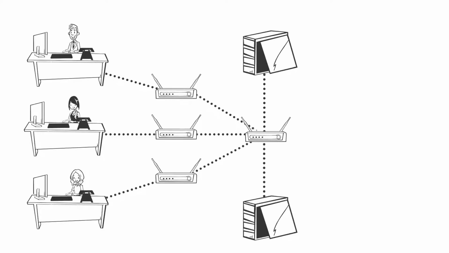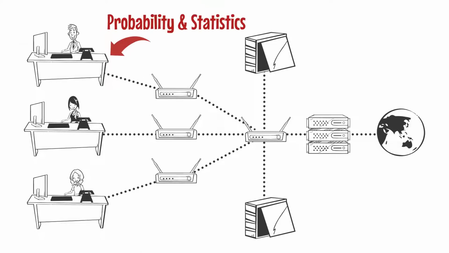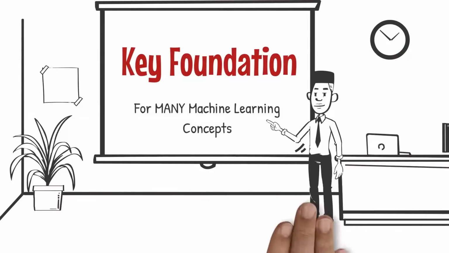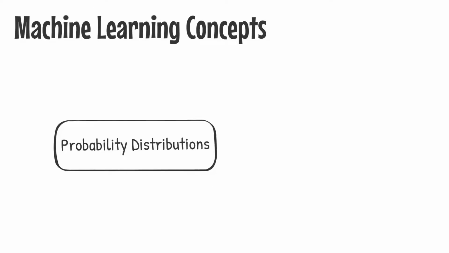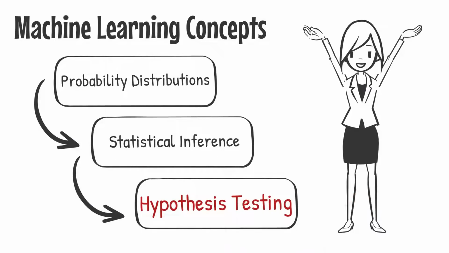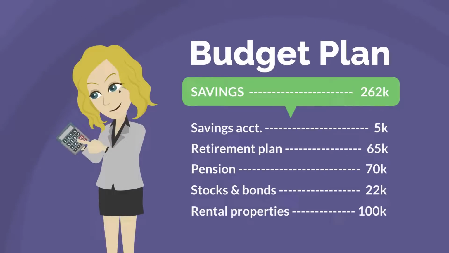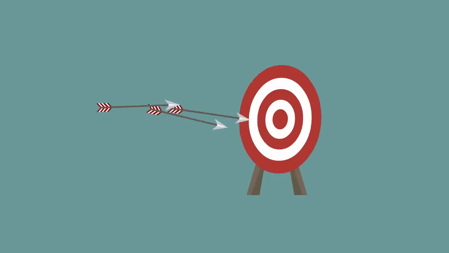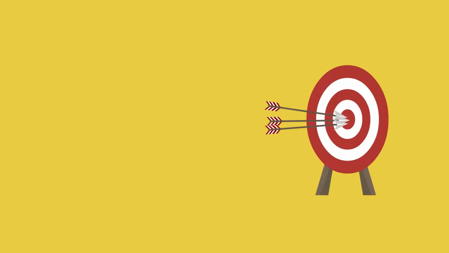Probability and statistics are essential for understanding and working with data in machine learning. This subject provides the foundation for many machine learning techniques and concepts, including probability distributions, statistical inference, and hypothesis testing. Probability is the branch of mathematics that deals with the measurement of uncertainty. It provides a framework for understanding randomness and modeling complex systems.